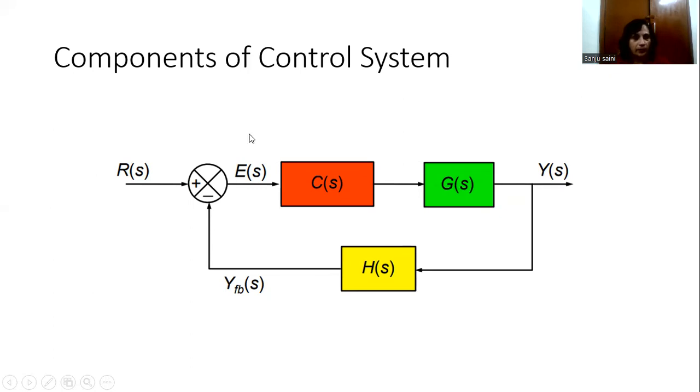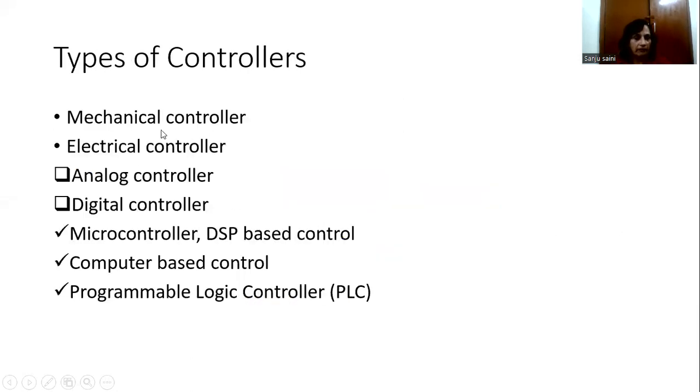So these are the components of the control system: the plant, then comparator, feedback element, and the controller. There are a number of types of controllers that we can have. We can have mechanical controllers, which have only mechanical components, or we can have electrical controllers, which have electrical components. These electrical controllers can be of the analog type or the digital type.